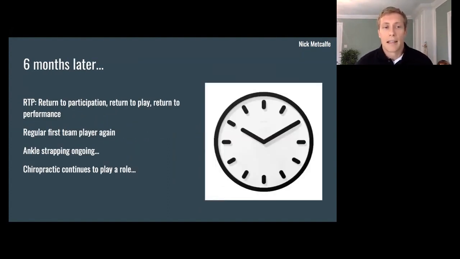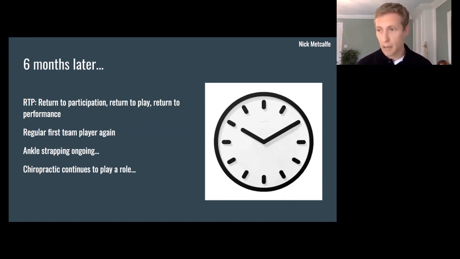So 6 months later, it takes some time, but RTP, I've used the word return to play a few times. Well, actually, it's kind of helpful to manage a player's expectations when they're out for a while. But return to play doesn't just mean you're injured and then you're straight back in the squad and you're scoring goals. Return to play could be broken down to return to participation, which is actually what we were working on with this player, just getting him back into training.